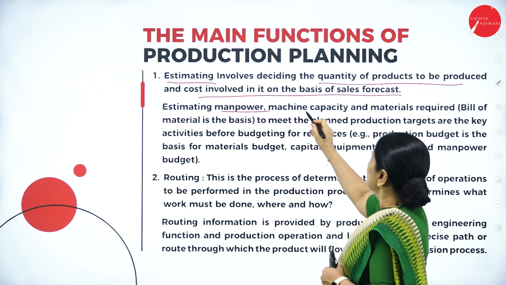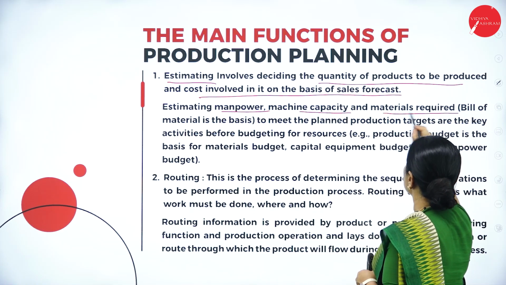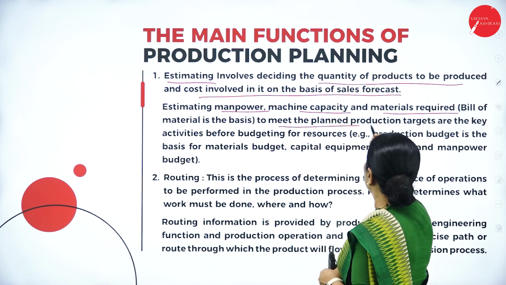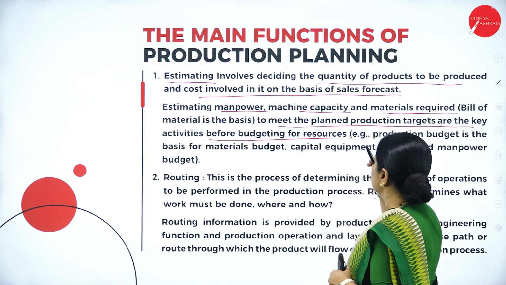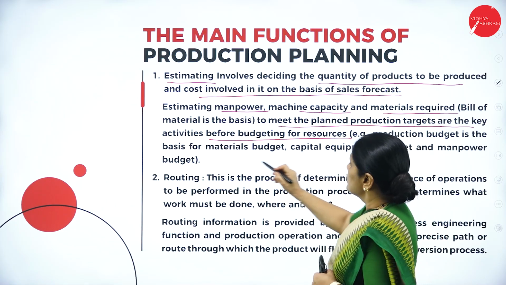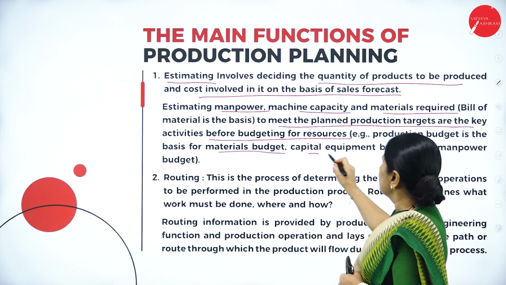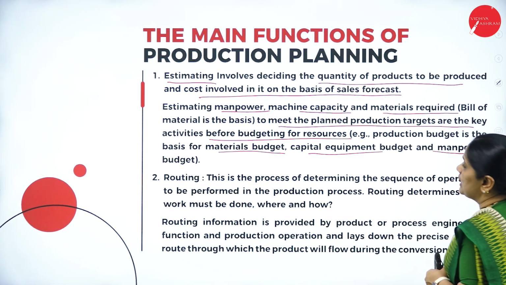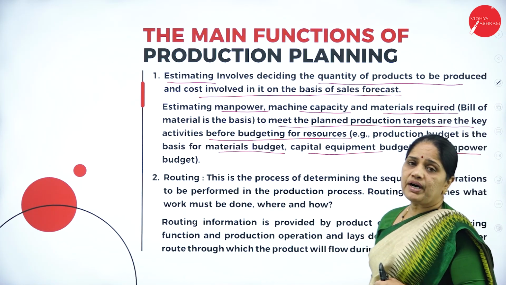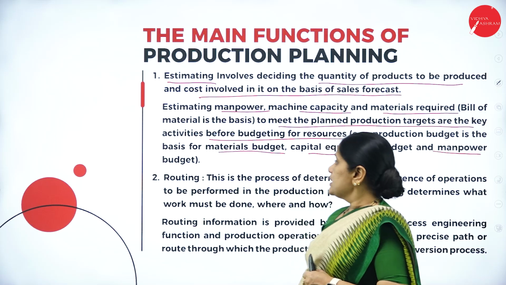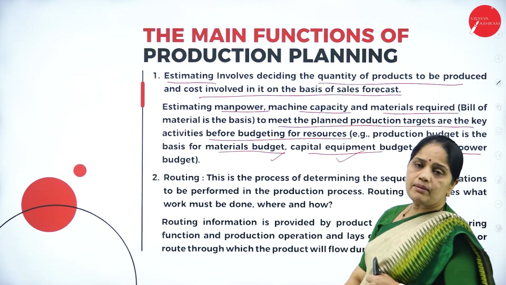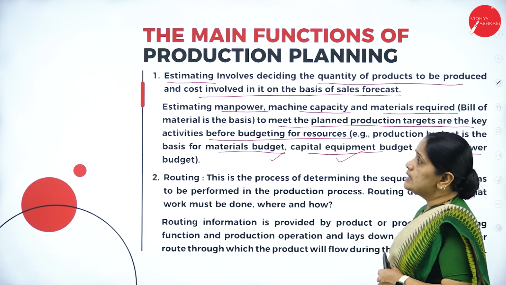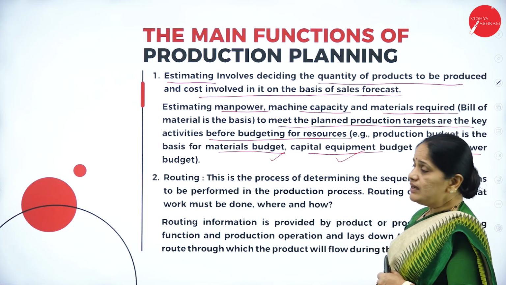Estimating manpower, machine capacity, materials requirement to meet the planned production targets are the key activities before budgeting for resources. So it is the basis for materials budget, capital equipment budget and the manpower budget. So what is the materials you need? What is the capital you need? What is the manpower you need? All this will be in the estimating function.